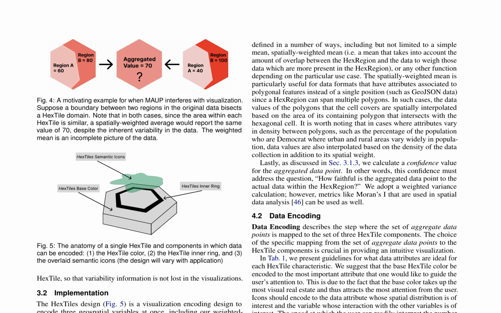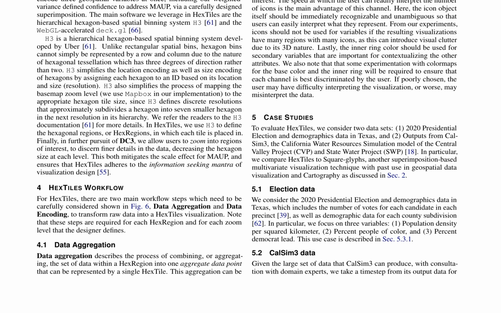The HexTiles design is a visualization encoding method that addresses the Modifiable Areal Unit Problem, or MAUP, by incorporating a weighted variance to quantify confidence in geospatial data points. This approach leverages the hierarchical hexagon-based spatial binning system, H3, and WebGL accelerated deck.gl for implementation. The HexTiles workflow consists of two primary stages: data aggregation and data encoding. In data aggregation, data points within a hex region are combined into a single aggregate data point. Subsequently, in data encoding, these aggregate data points are mapped to distinct HexTile components.